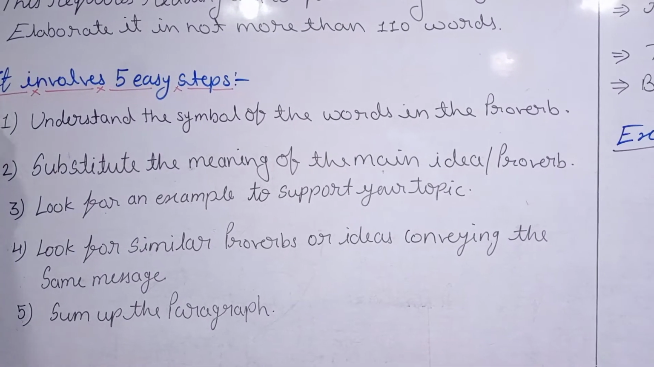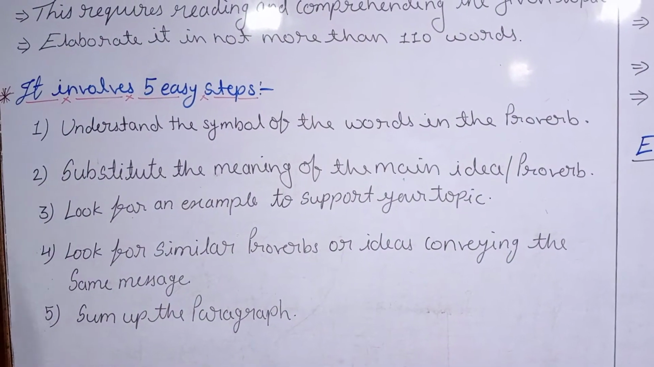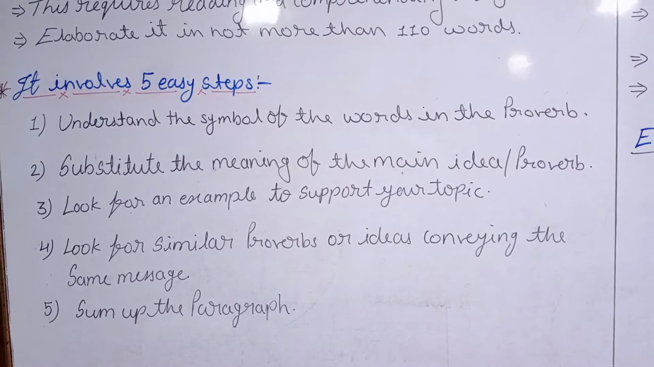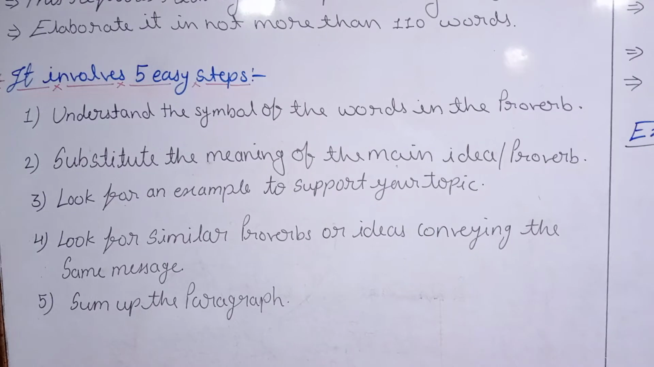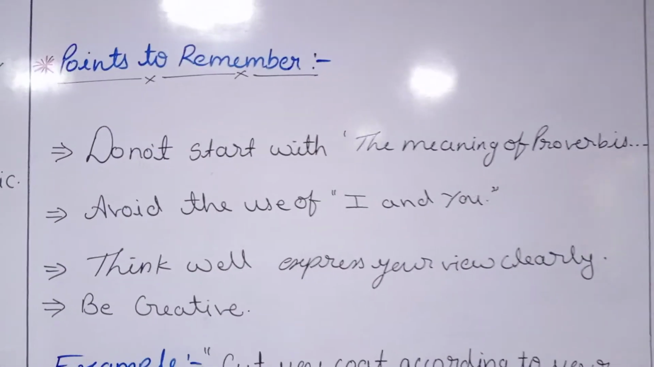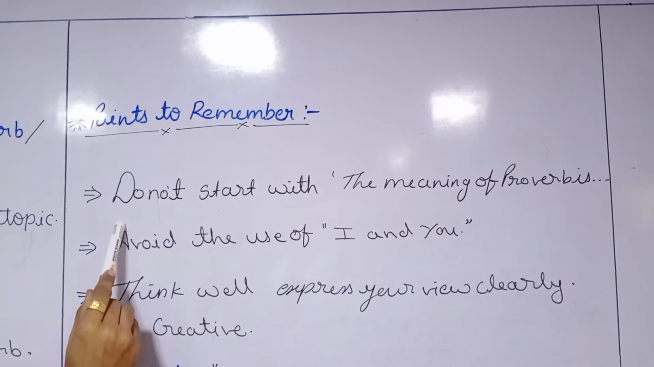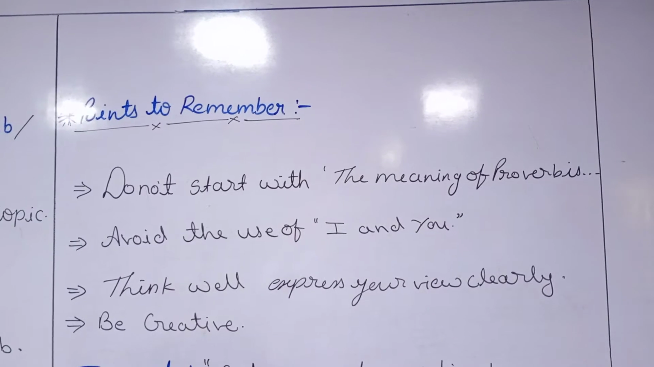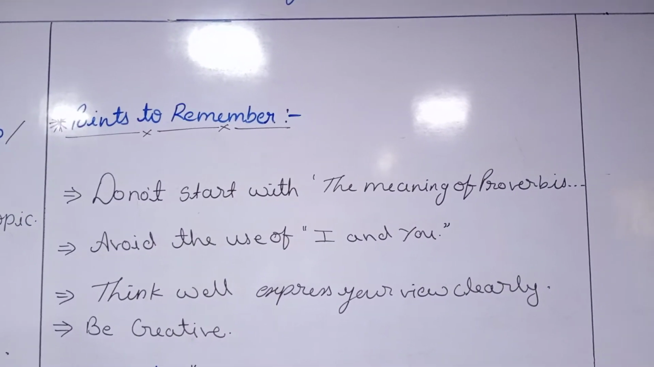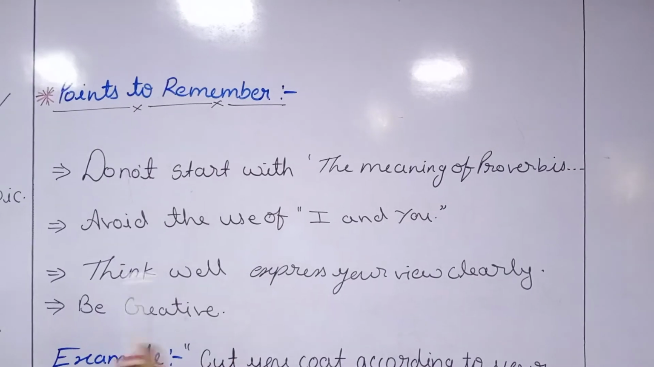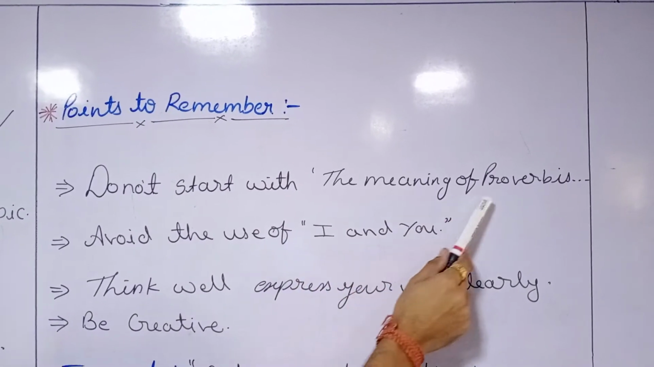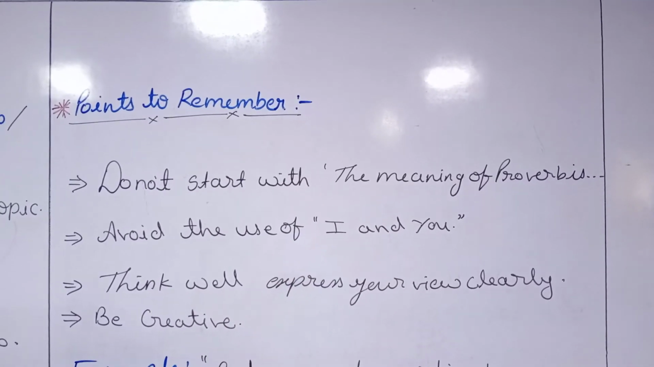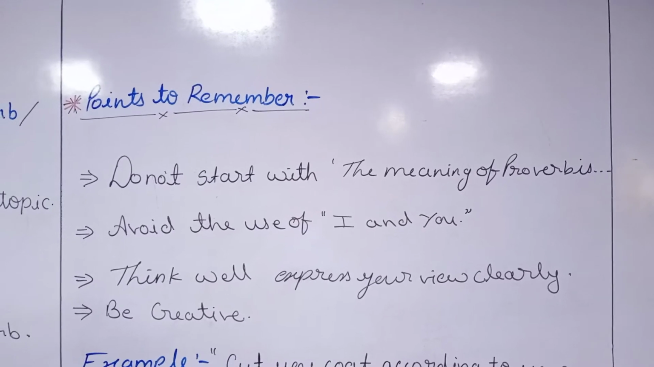Now, along with these 5 easy steps, here are a few more points to remember to make an effective expansion of idea paragraph. Let's see what they are. The first one, do not start with "the meaning of the proverb is". Like a small kid of junior or first standard, they write the meaning of that. So we should never start like that. It creates a bad impact on the paragraph. As we all know, the first impact should always be better.